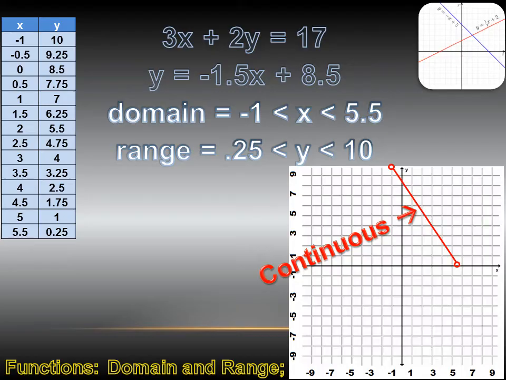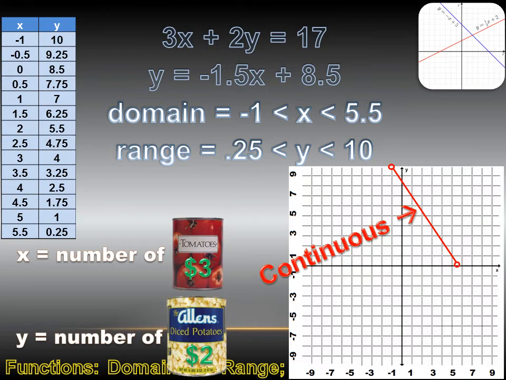Well, let's try to make this a little more real, shall we? I mean, I've got an equation here, 3x plus 2y equals 17, and I don't know what it means. What's 3x mean? And why does 3x plus 2y have to equal 17? Well, let's create a story, and maybe we can make it real. Let's say that x equals the number of cans of tomatoes we can buy, and y equals the number of cans of potatoes we can buy. And the tomatoes are $3 a can, and the potatoes are $2 a can.